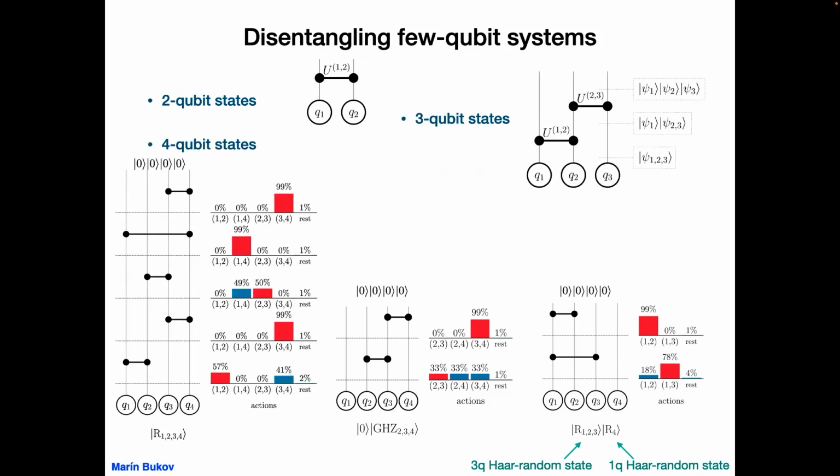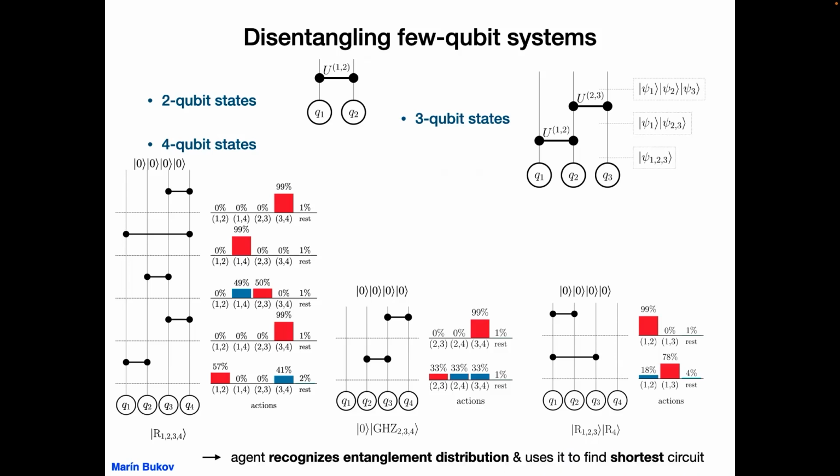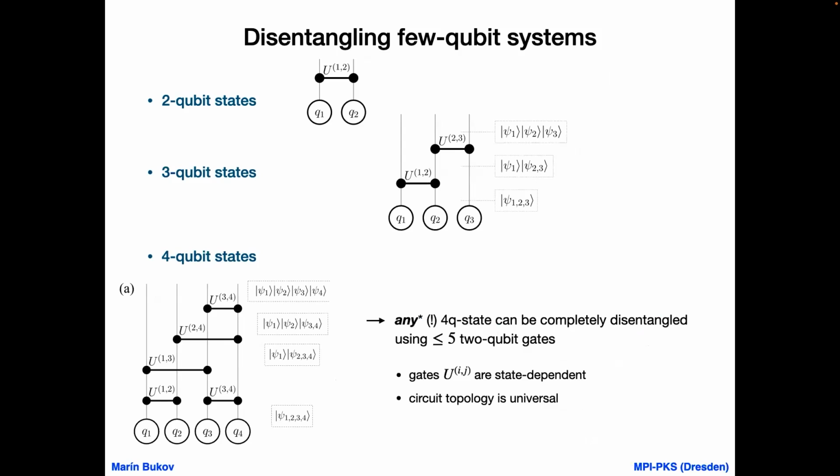You can, of course, make it even more interesting. You can say, let me just take a completely random state supported on all 4 qubits. And this is completely crazy because there's no structure whatsoever. You just give it to the agent, and then at every step, it knows exactly where to place the optimal gate. And in exactly 5 unitaries, you can get to the target. It turns out that there's something universal about this structure. And you can show that any 4-qubit state can be completely disentangled using no more than 5 2-qubit gates.